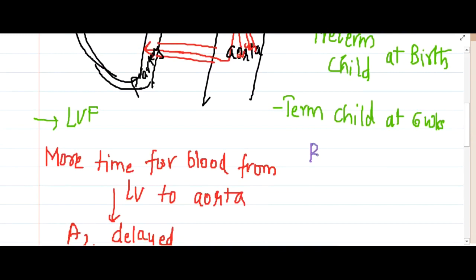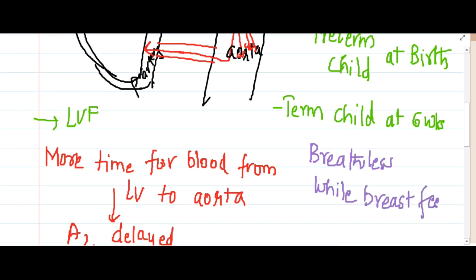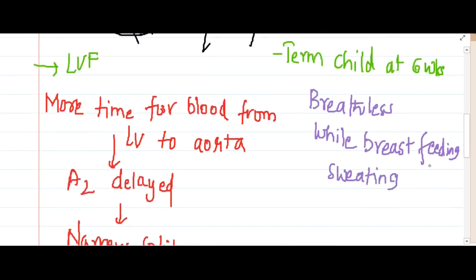Here the child will become breathless, especially while breastfeeding, and along with breathlessness, the baby also suffers from sweating and diarrhea. This breathlessness is also due to pulmonary congestion. There is excess of blood even reaching the lungs, so that excess blood will cause pulmonary congestion, which leads to breathlessness.